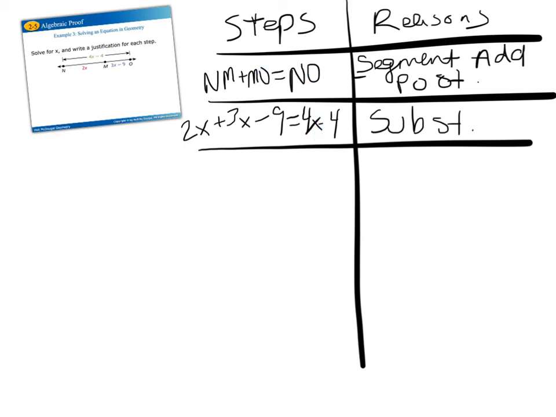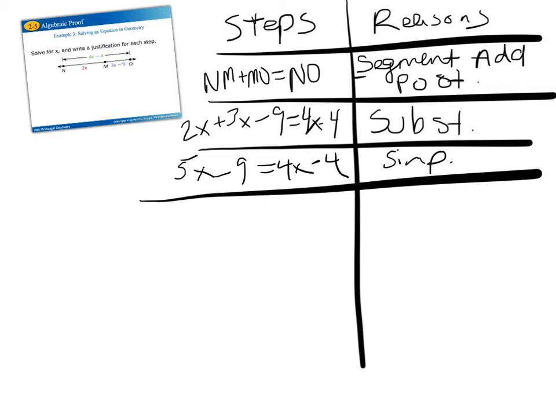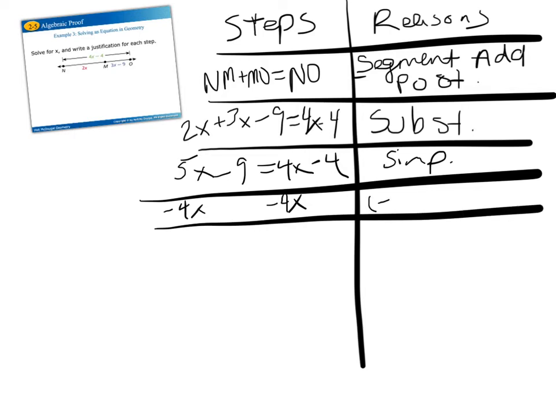Now I'm just going to combine all my terms. So let's do that. I've got 5x minus 9 equals 4x minus 4. The reason for that is simplify. Now I'm going to subtract 4x over to the other side. So this is going to be subtraction property of equality. x minus 9 equals -4. Another simplify step.